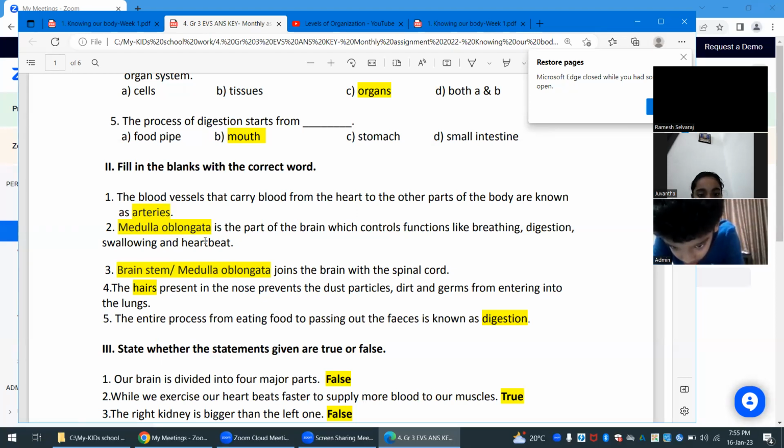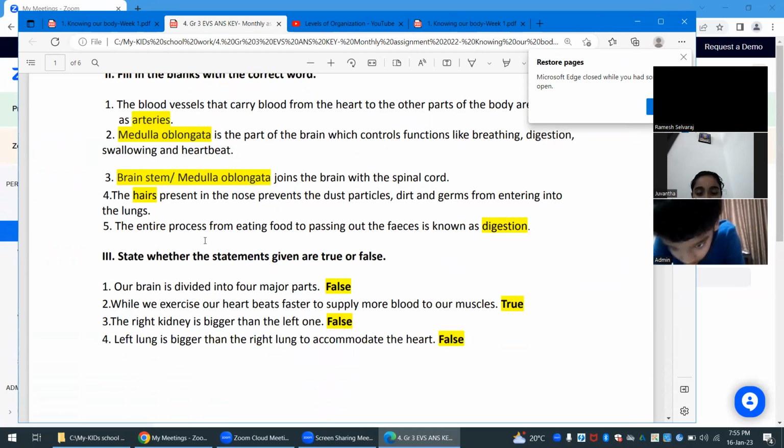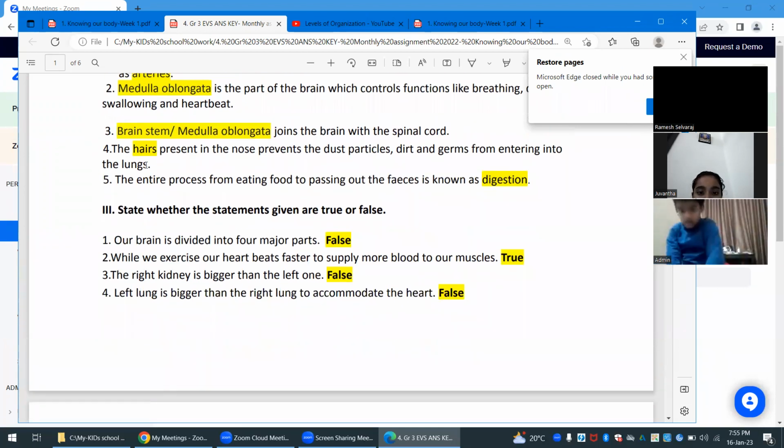Okay. That's right. The entire process from eating food to passing out the feces is known as digestion. Digestion, you know, right? Digestion means you will put something in your mouth to eat and it will go to the stomach. After that, it will be getting out feces. This complete part is called digestion. Okay. From start to end.